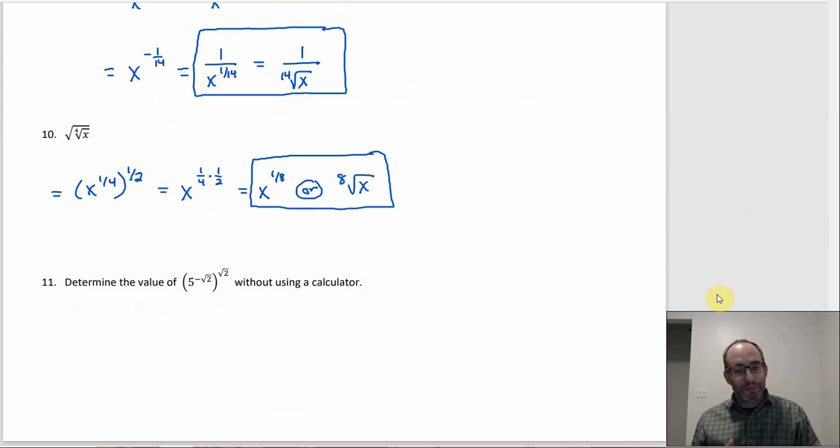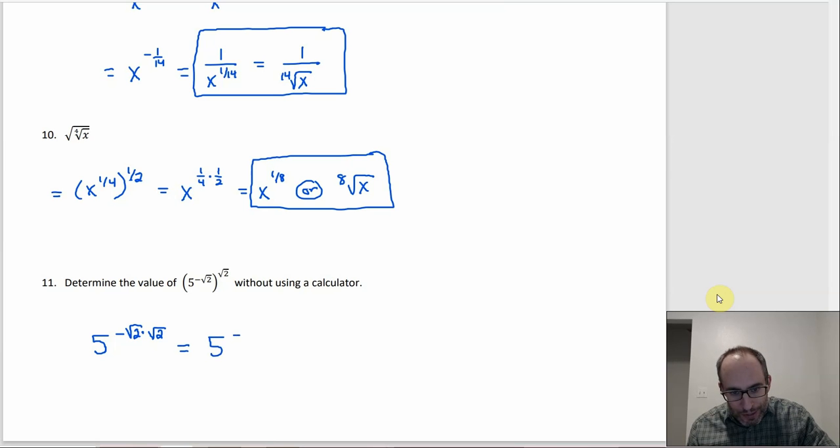And then number 11, this is interesting. We have radical 2 showing up as a power, but we have a power raised to another power, which means we can multiply them together. So this would be 5 raised to the power of negative radical 2 times radical 2. But when you have radical 2 times radical 2, that's radical 2 squared. So we'll have 5 raised to the power of the negation of radical 2 squared. But when you square radical 2, you just get 2. So this is 5 raised to the power of negative 2.